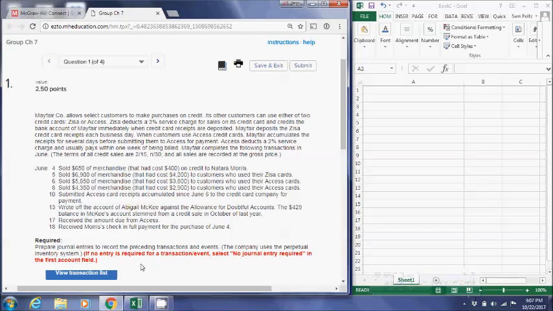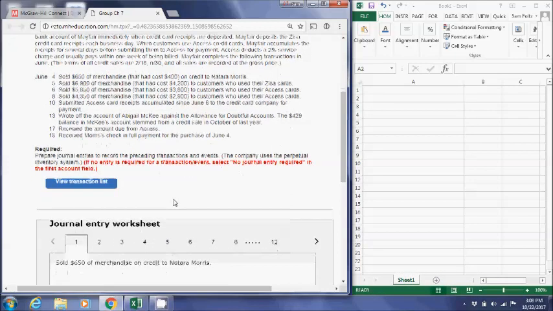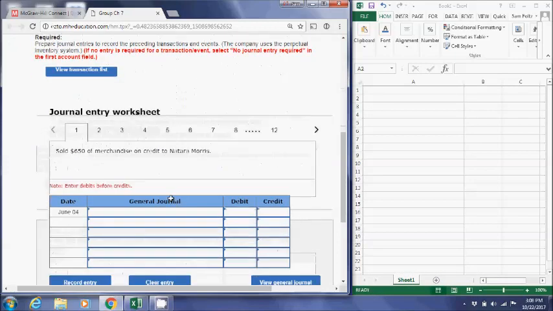Foreshadowing as it may be, you can expect that there's probably going to be at least one transaction that requires that, because I think it's the first time we've seen that in any of our group work for Connect. So here we are, journal entry number 1. It says that we sold $650 of merchandise on credit to Natera Morris. It doesn't say anything about Visa or Access, so we have to assume that we are extending credit directly to Natera Morris.